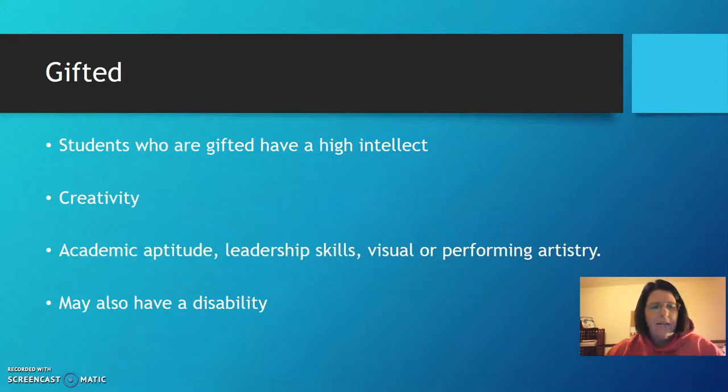And then students who are gifted. Students who are gifted have a very high intellect. They are creative, have an academic aptitude, leadership skills, visual or performing artistry. They are not mutually exclusive. So we read an article about it this week in our module. So we cannot think that just because someone has a learning disability, they cannot also be gifted.